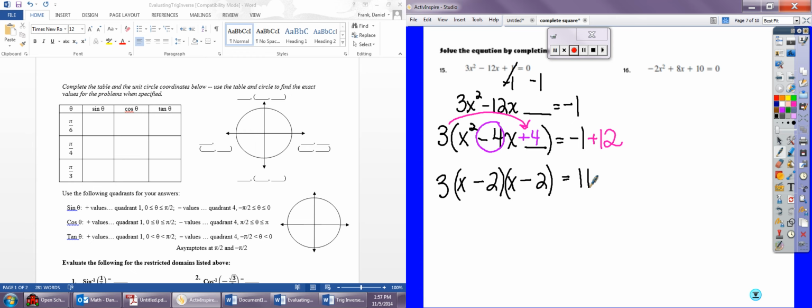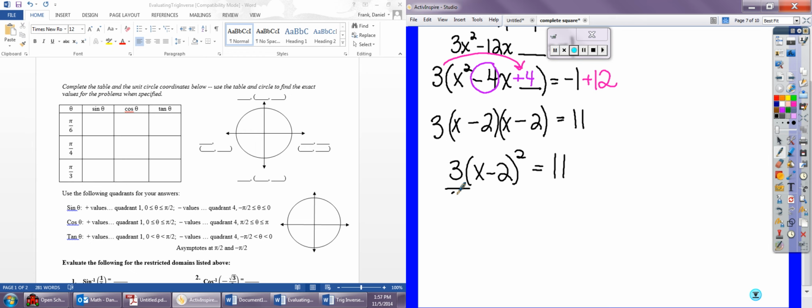Okay? Now we're going to rewrite this again. 3, x minus 2, because it's a perfect square, we square it, equals 11. Okay, normally we would take the square root of both sides, but is that the next step we should do? We have to divide by 3 first. So we divide by 3 on both sides. And then what do I do? Then I square root both sides. If I take the square root, what do I have to remember? Plus or minus in front of the square root, 11 over 3.